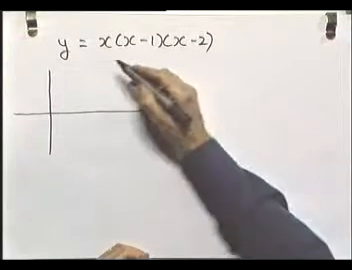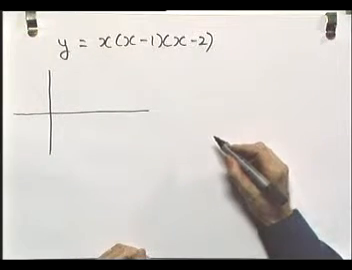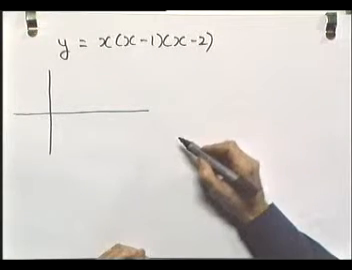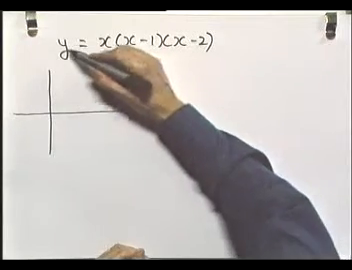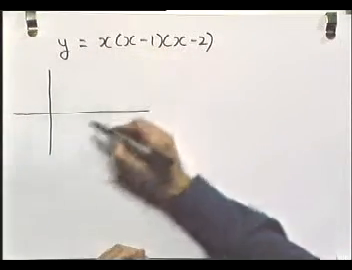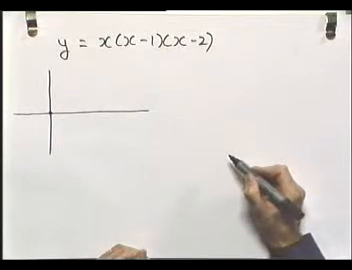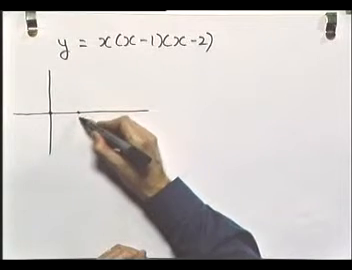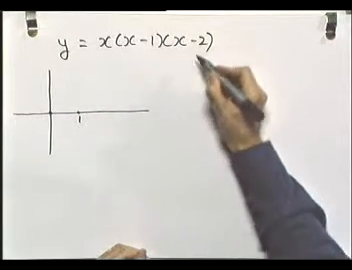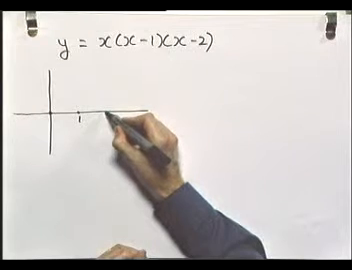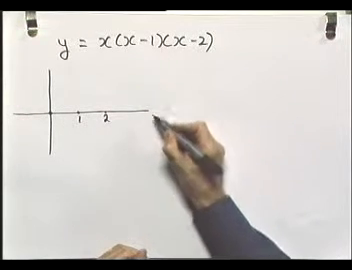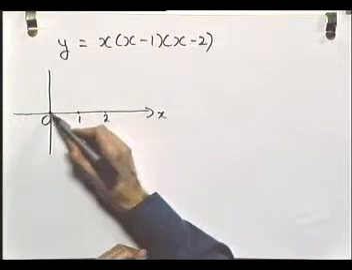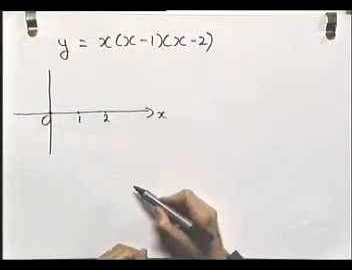Well, if we put y equals 0, then we can see that each one of these brackets could be 0. And that will give us a series of points on the curve. So if y is 0, then this could be 0, i.e. x could be 0. Or x minus 1 could be 0, in other words, x could be equal to 1. Or x minus 2 could be 0, in other words, x could be equal to 2. So there on the x-axis, I know that this curve is going to go through there, and through there.